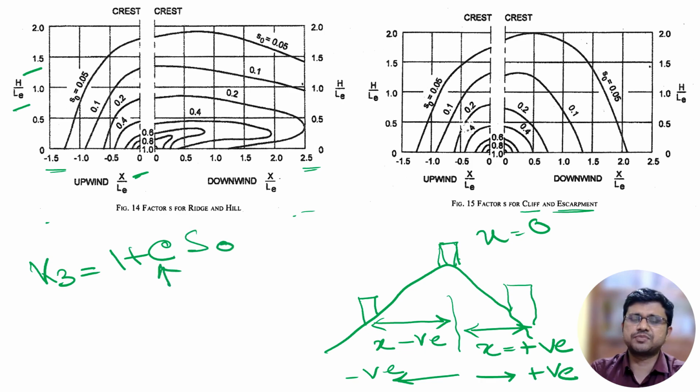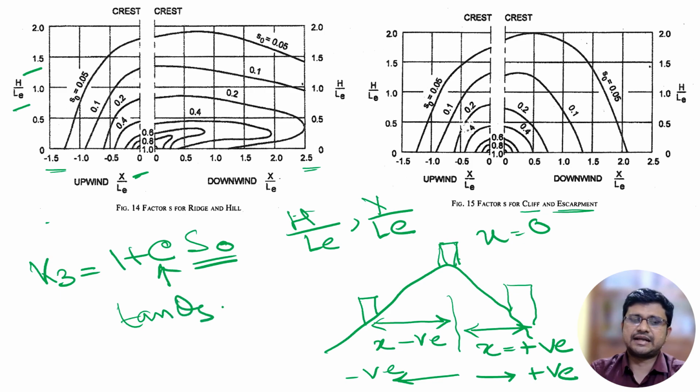Now C we can calculate from that table I have mentioned before. And S0 depends on what? S0 depends on H by LE and X by LE, and from H by LE and X by LE we can calculate the value of S0. And C depends on what? C depends on tan theta s. Like 1.2 into tan theta s is actually C, or we can say 1.2 into Z by L, when the value of theta s is less than 17 degree. When it is more than 17 degree, it will be 0.36.